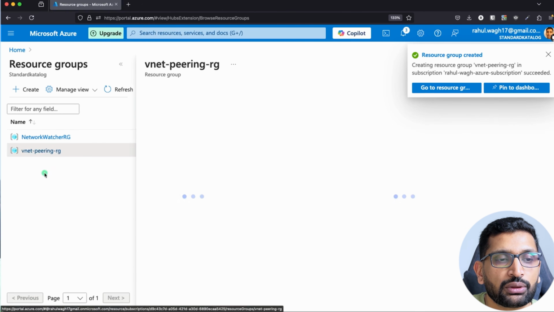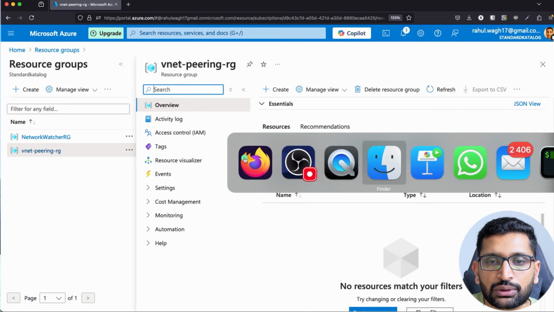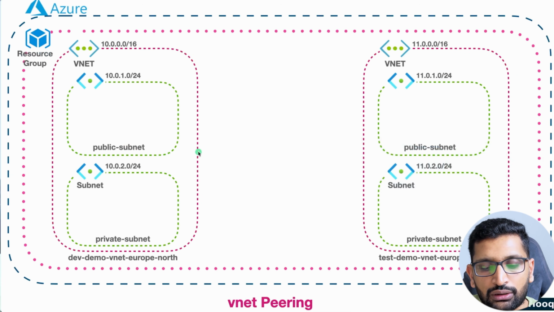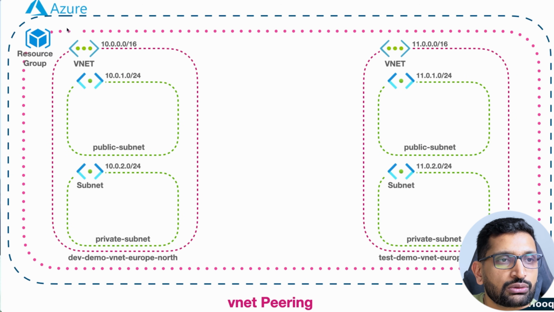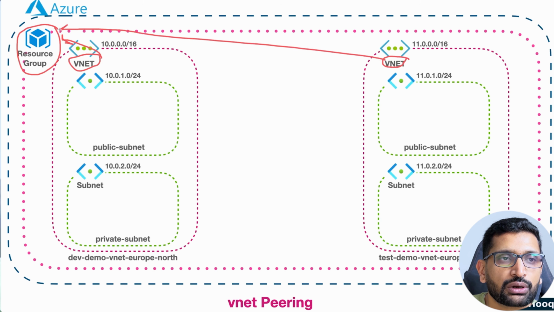And our VNet peering resource group has been created. Now, if you take a look at this diagram, our resource group has been created, and all of our VNets, which is this one as well as this one, these two VNets are going to be created inside this particular resource group. So all of these are going to belong to the resource group we have just created.